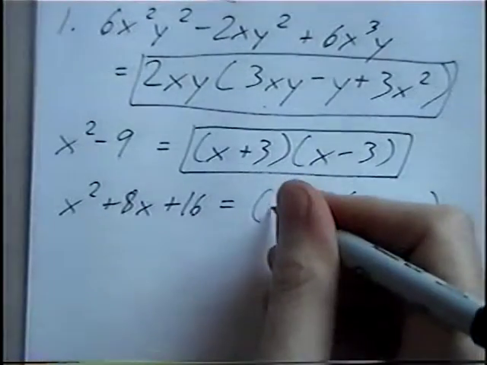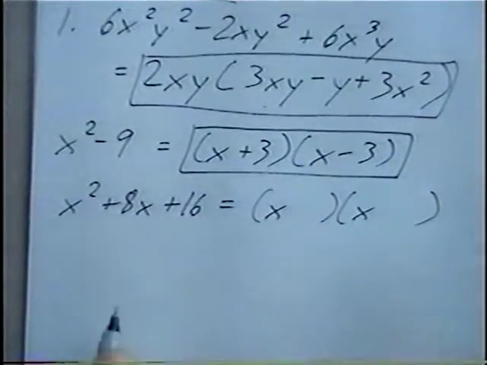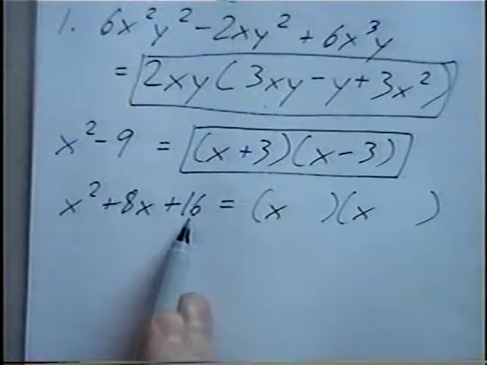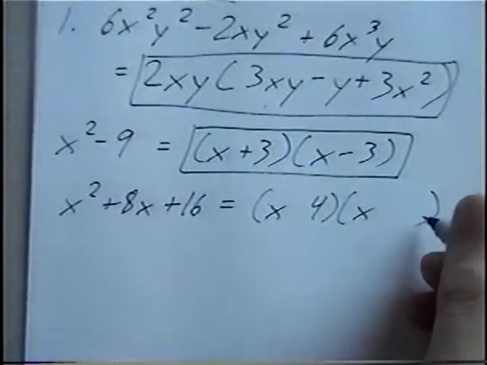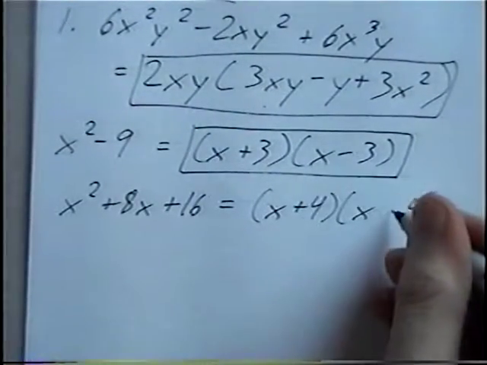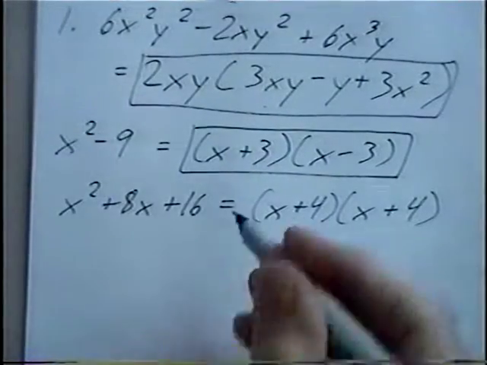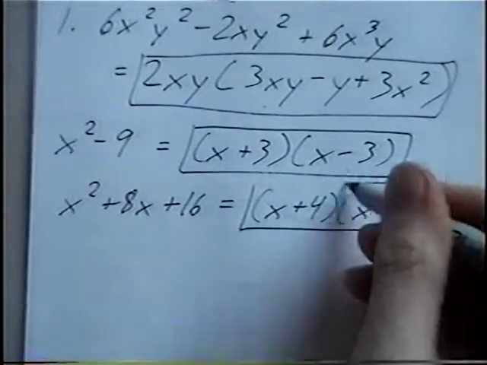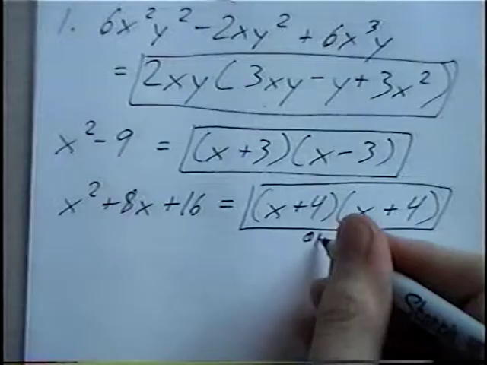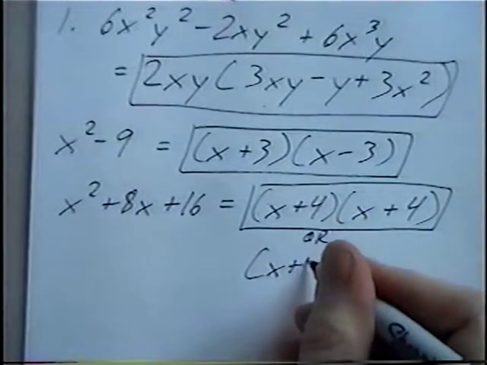So your 2 parentheses on this one would be x and x, the square root of x squared. Square root of 16 would be 4. And they're both positive because each of these are positive. X plus 4, x plus 4, or x plus 4 squared.